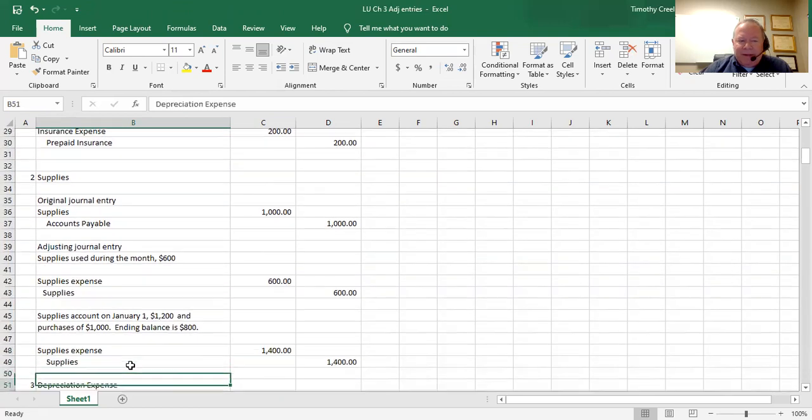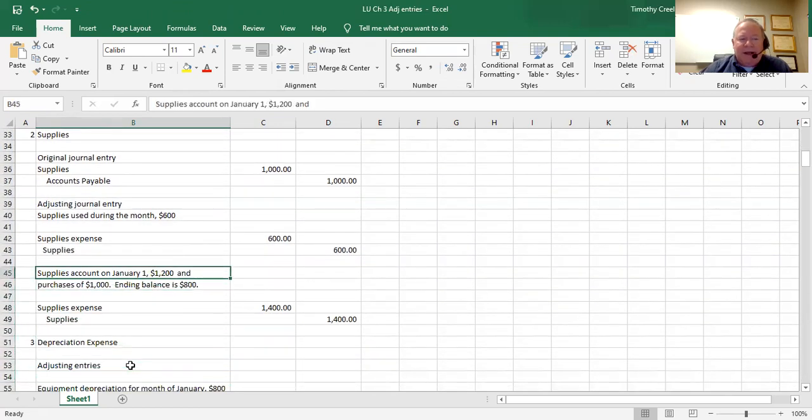Now, another way you might see it is you might see it kind of like this. It might say supplies account on January 1st has $1,200, and we purchase another 1,000 over the month. We end the month with 800 on hand. And so you would have to figure then how much you've used. Now, a good way to figure this is to do a T account. And you would just show, okay, we started with 1,200, we added 1,000, and our ending balance is 800. So how much did we use?